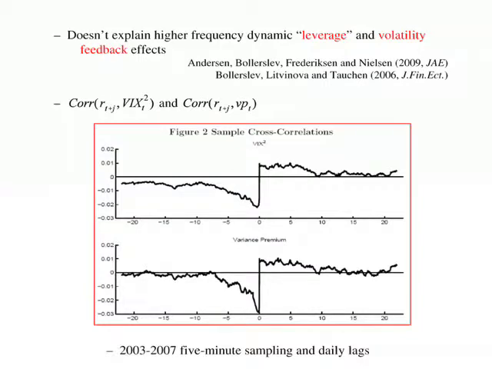Okay? Moreover, if I look at that same pattern of the correlation of the return with the variance risk premium, I see also this asymmetry, but it's not nearly as prolonged. It dies out much quicker, which of course is consistent with the fact that the variance premium is more of a short memory process. The variance itself is a long memory process. Okay? So I see these distinct differences in those two pictures.